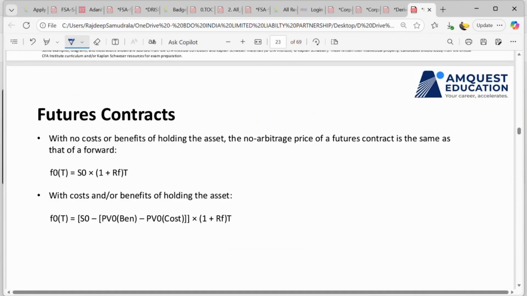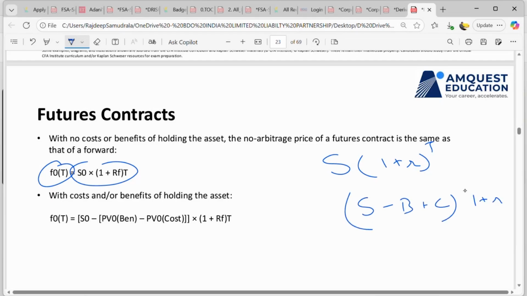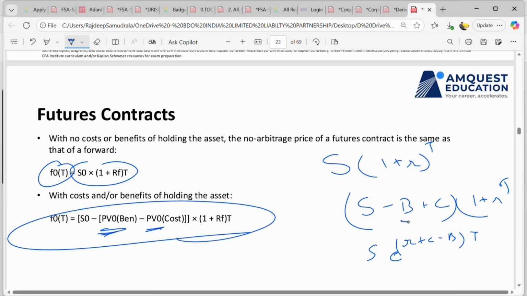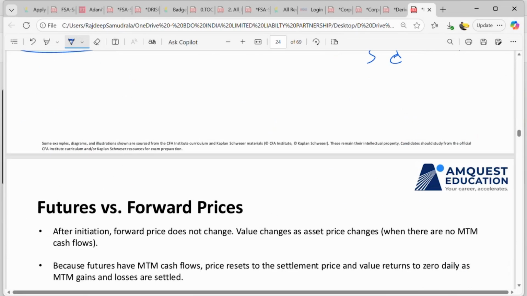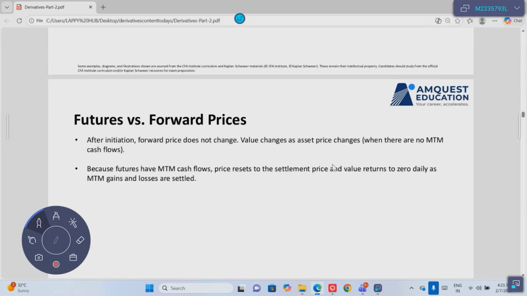So जो भी मैंने तुझे अब तक सिखाया forward के लिए वही चीज future में भी आएगा. Look at the example. Future price क्या है? Same as forward. Spot into 1 plus R raised to T. Or spot minus, look here, benefit plus cost into 1 plus R raised to T. Or spot into e raised to R plus cost minus benefit raised to T. Same. To cost nikalo, benefit nikalo, right? Answer C. Obviously, when you do benefit, you have to take present value of benefit. Okay. That is how you will value futures. Exactly as forward, nothing different. Okay. We look at the valuation aspect.